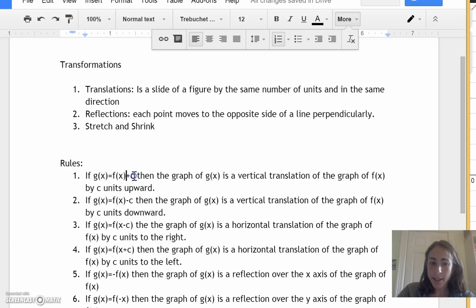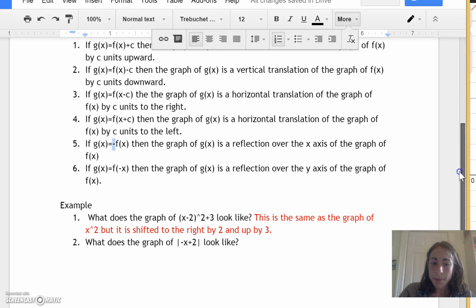When we just added c to the entire function, we move sort of vertically. When we change the x's, we move horizontally. We flip over the y. Here, when I just changed the x's, I shifted left and right instead of up and down. So if the change happens on the inside of parentheses, we're moving in the x direction. If the change happens on the outside of the function, we're moving in the y direction.